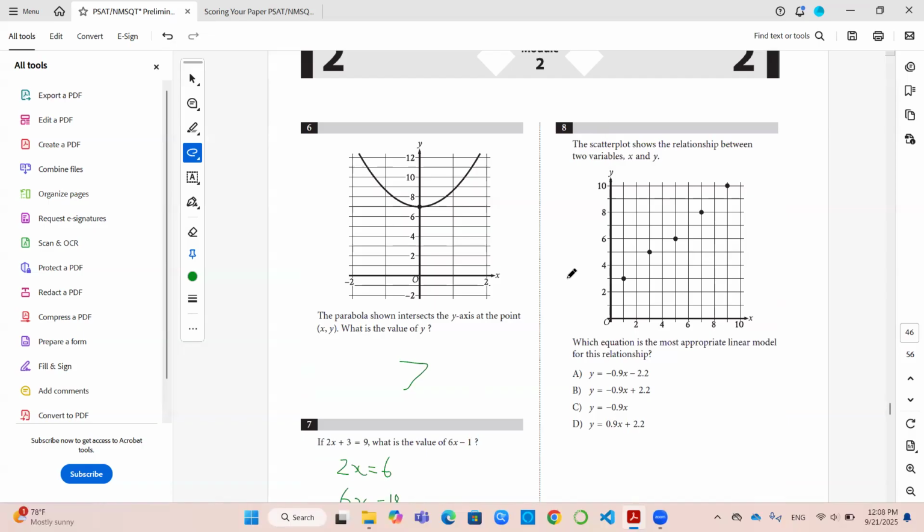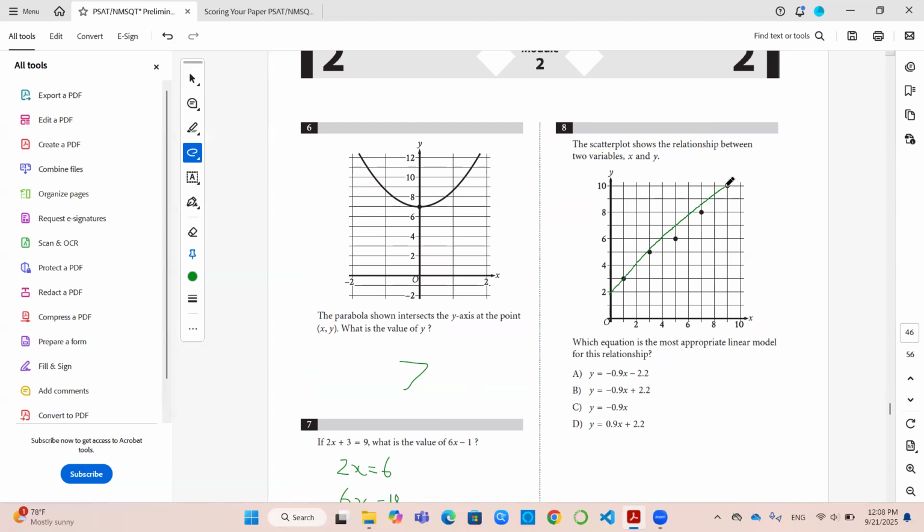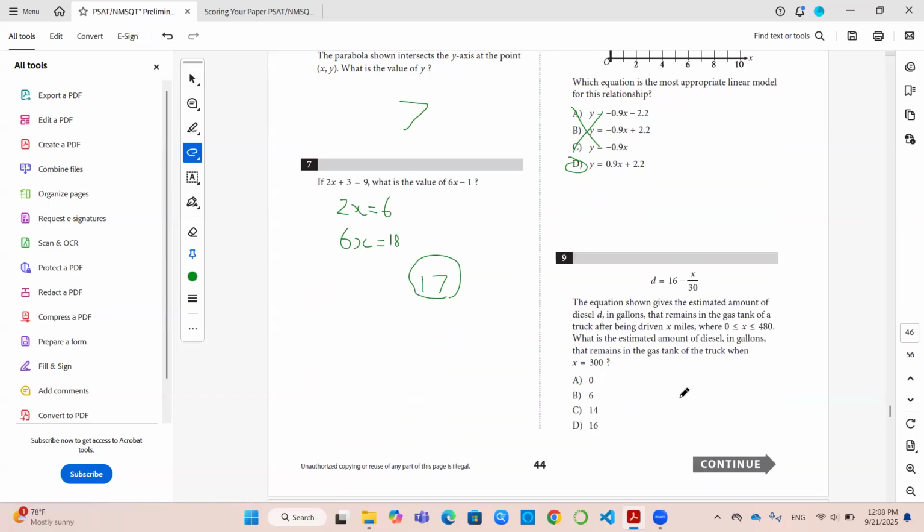The scatter plot shows a relationship between two variables x and y. Which equation is the most appropriate linear model for this relationship? So immediately, this is an increasing slope. So A, B, C are immediately wrong. D is the correct answer because I want to see an equation with the positive slope, and only D has a positive slope.